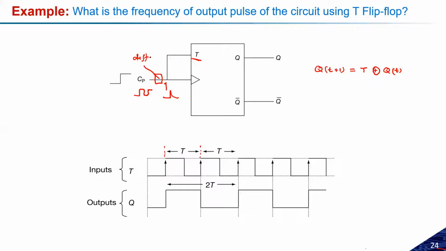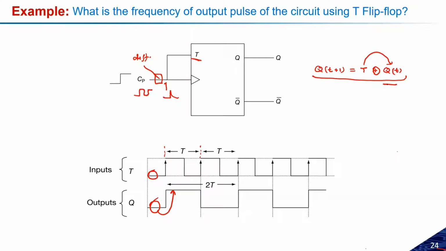Now let us try to see here. Qt plus 1 is T XORed with Qt. So see here, if T is equal to 0 and Qt is equal to 0, what will be the next state that you have to get by XOR?